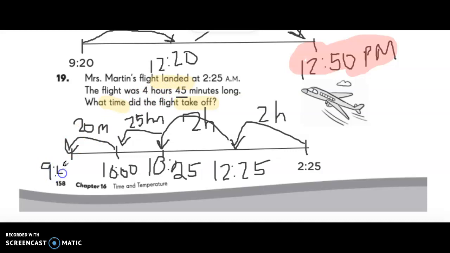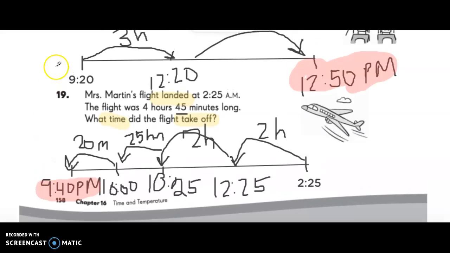So the flight would have taken off at 9:40, and then it was AM, which means this switches back to PM because we passed over the 12 o'clock. So our final answer would be 9:40 p.m.